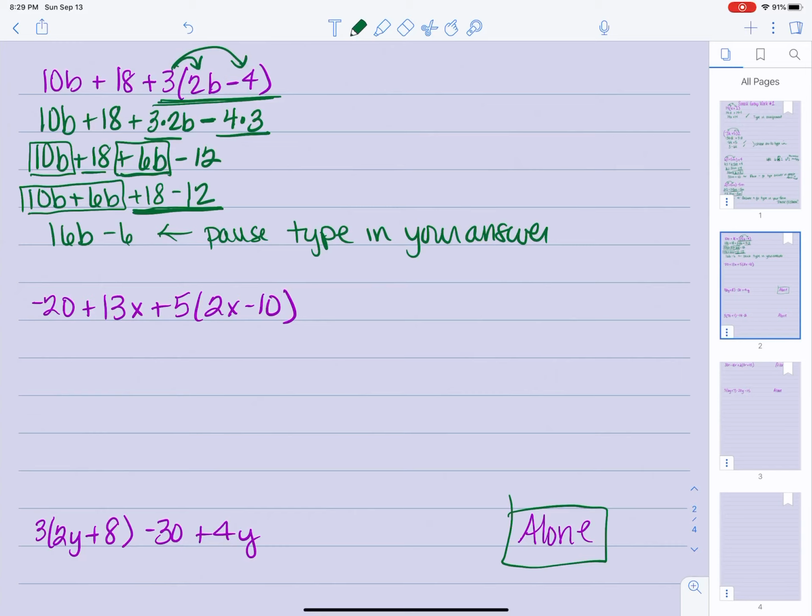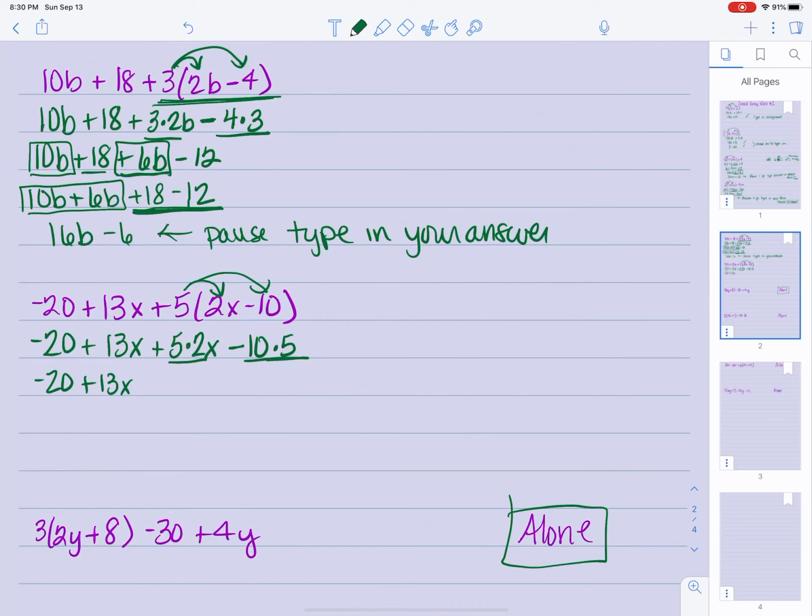We still have to start by distributing first. So bring down the 20, doesn't change. Bring down the 13, doesn't change. But this changes. I want to get rid of the parentheses. So it's to distribute 5 times 2x, distribute 5 times negative 10. So minus 10 times 5. Okay.